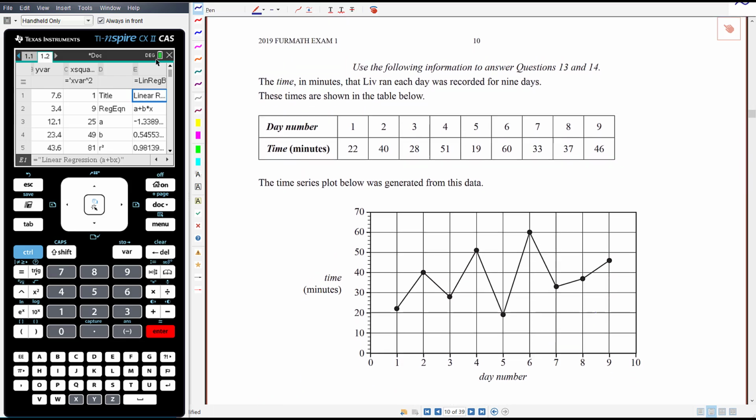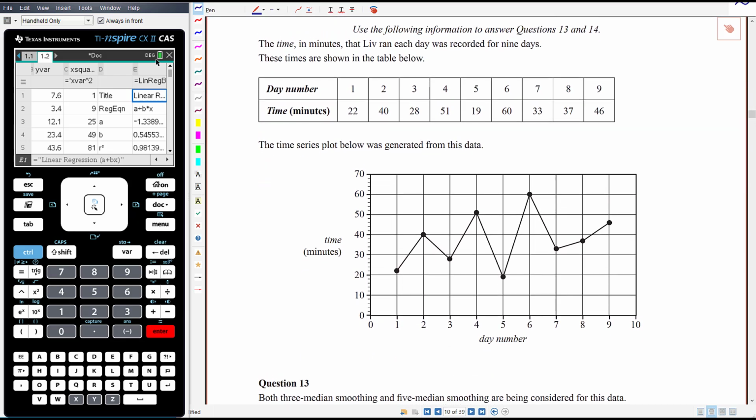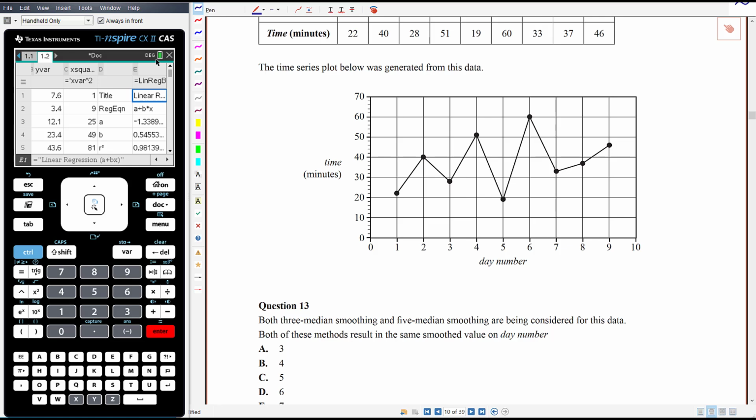Okay, so questions 13 and 14 are based on the following information. The time in minutes that Liv ran each day was recorded for 9 days. These times are shown in the table below. So we've got her day number and her running time, 9 consecutive days. A time series plot for the data is also shown. Both 3 median smoothing and 5 median smoothing are being considered for this data. Both of these methods result in the same smoothed value on day number what?